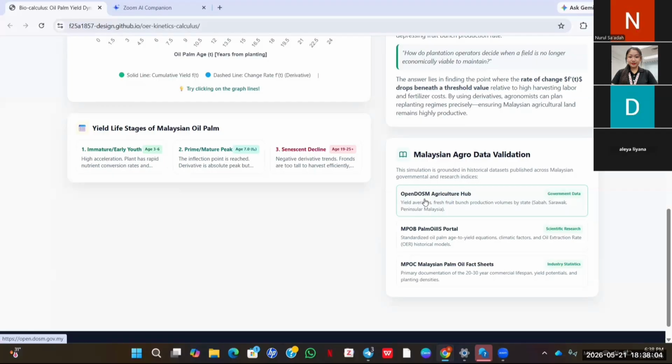In conclusion, this web page shows how biostatistics and calculus can help solve agriculture problems and improve palm oil production in Malaysia.